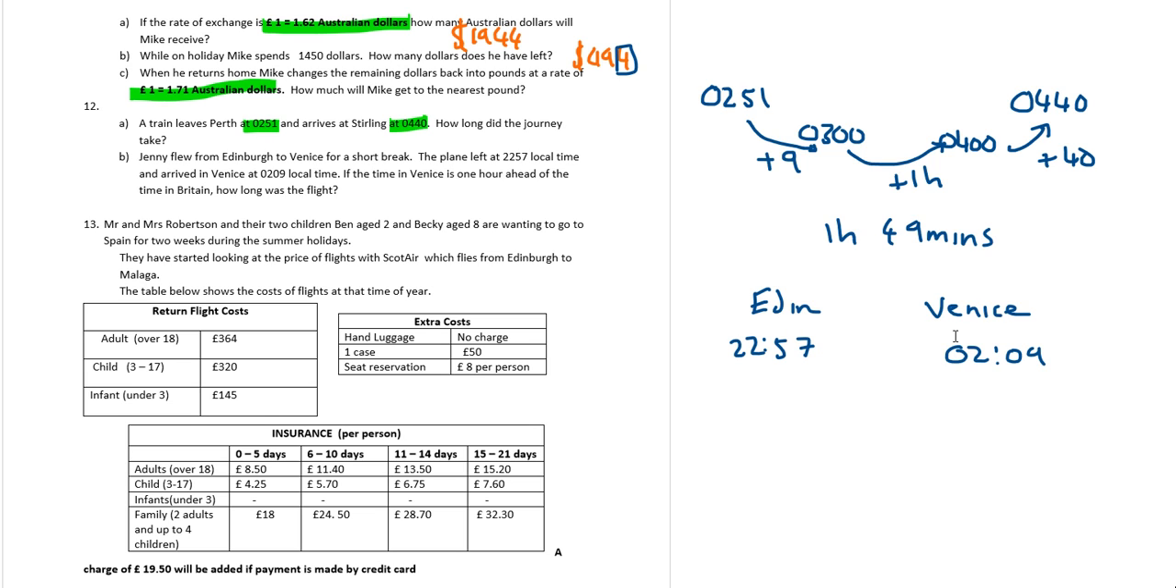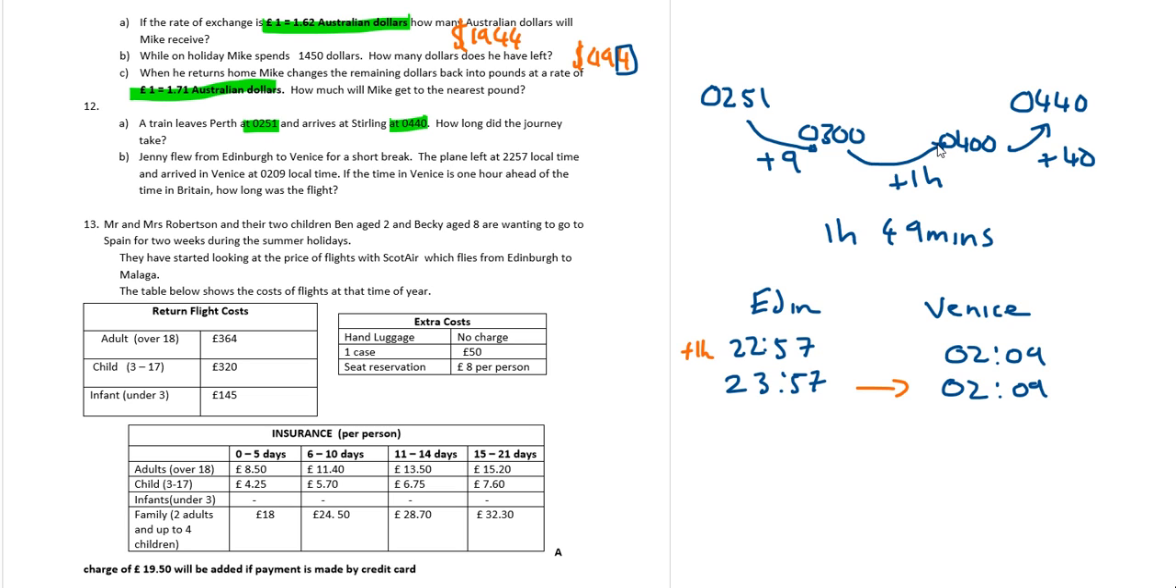So Venice is 1 hour ahead of Edinburgh. So this time in Edinburgh, if I want to convert that to Venice time, that's going to be 23:57 Venice time because I need to add 1 hour to Edinburgh. Yeah, Venice is 1 hour ahead. So if they're an hour ahead, I need to add 1 hour to my original departure time. So now I'm going from this time to still 0209.